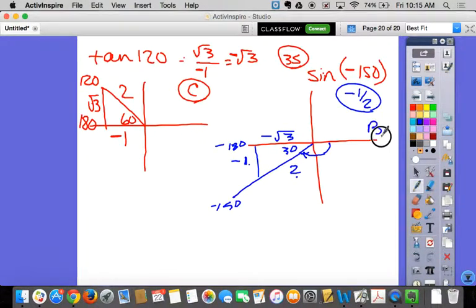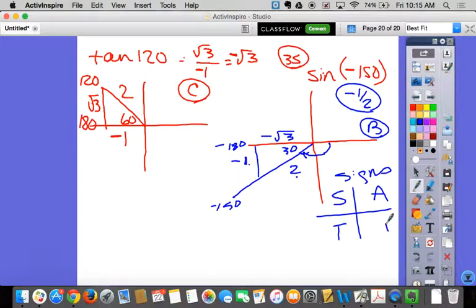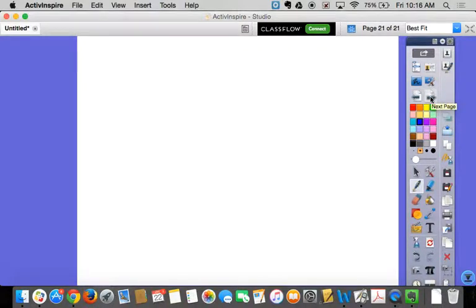That's B. Okay. Remember, when in doubt, and you're looking at the signs, all students take calculus. Verify your signs using this. So you might be able to cancel some of your answer choices out if you'll reflect on that. All right.